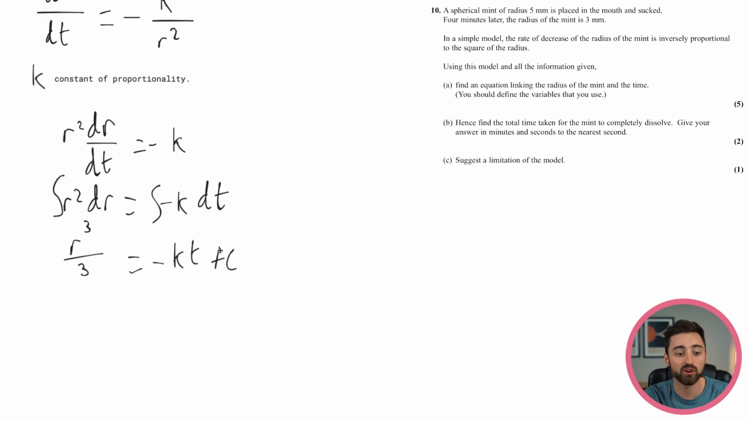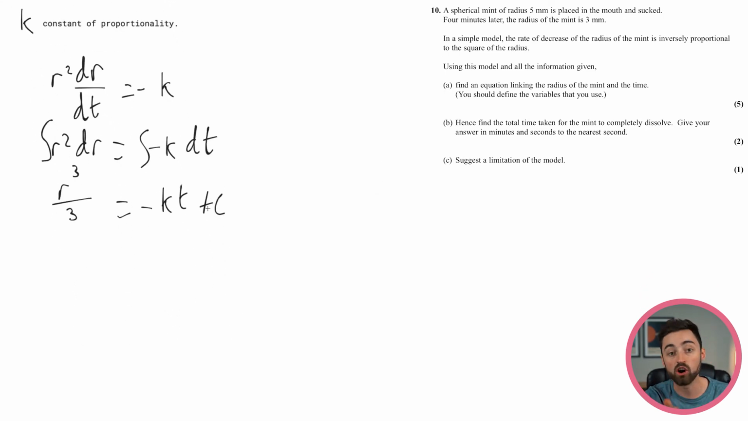Now, I've got two unknown constants here, haven't I? So I should hope that I get two pieces of information that I can sub in for r and t. And if you look at this, it says the radius of the spherical mint itself is 5 millimeters. So in other words, when t equals 0, it hasn't been sucked at all, so r is 5. So I'm going to get 5 cubed over 3 equals, this term is going to be 0, so this is going to be c. 5 cubed is 125, so c is going to be 125 over 3.